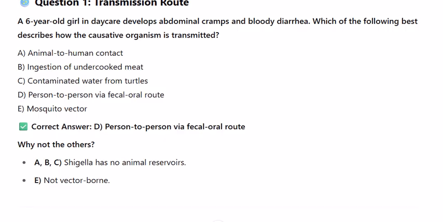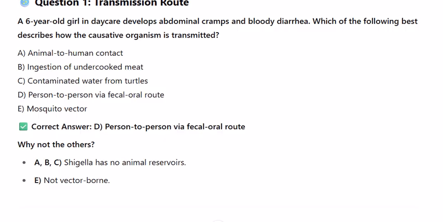Question 1. Transmission route. A 6-year-old girl in daycare develops abdominal cramps and bloody diarrhea. Which of the following best describes how the causative organism is transmitted? A. Animal to human contact. B. Ingestion of undercooked meat. C. Contaminated water from turtles. D. Person to person via fecal-oral route. E. Mosquito vector. Correct answer, D.